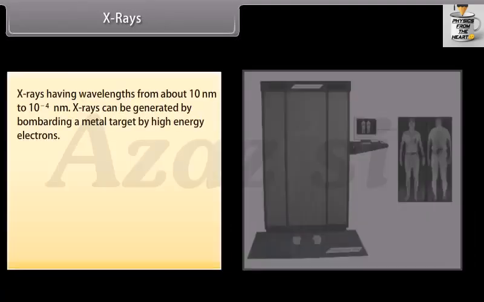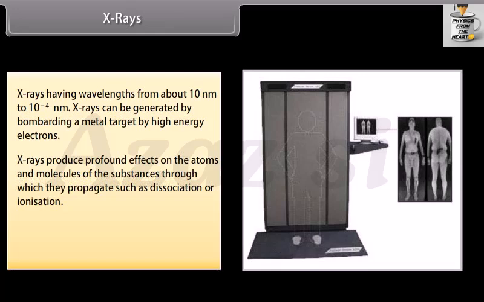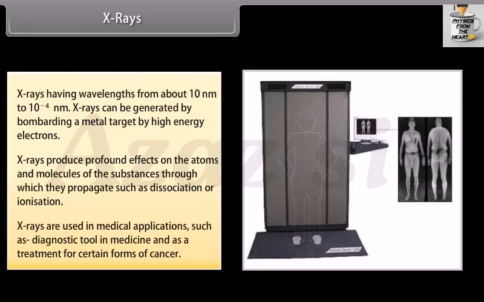X-rays. X-rays have wavelengths from about 10 nanometers to 10^-4 nanometer. X-rays can be generated by bombarding a metal target with high-energy electrons. X-rays produce profound effects on the atoms and molecules of the substances through which they propagate, such as dissociation or ionization. X-rays are used in medical applications such as a diagnostic tool in medicine and as a treatment for certain forms of cancer.